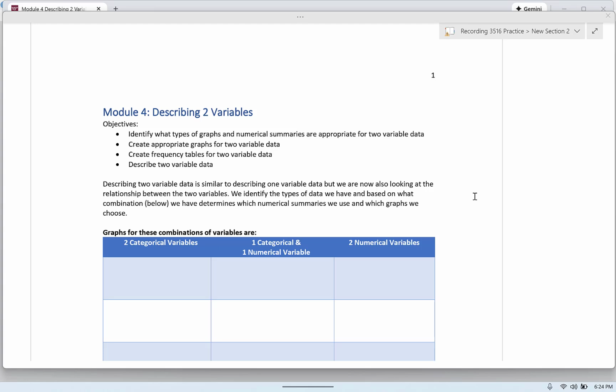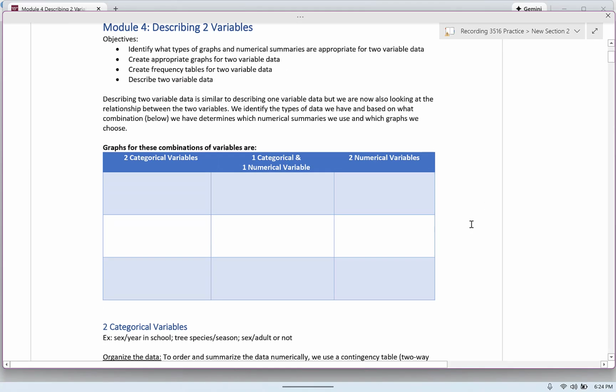So we identify the type of data we have, and based on what combination below in the table we have, we'll determine which numerical summaries we use and which graphs we choose. So for two categorical variables, the graphs that we can use are clustered bar graph, the stacked bar graph, or a mosaic plot.